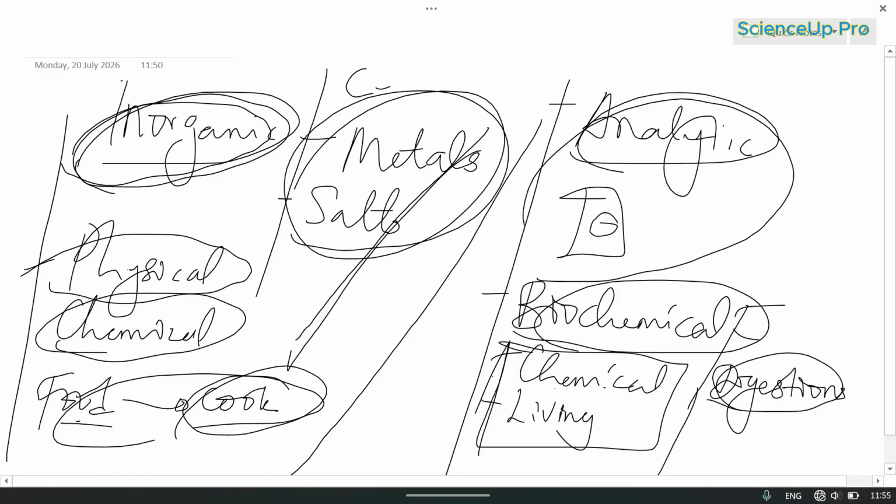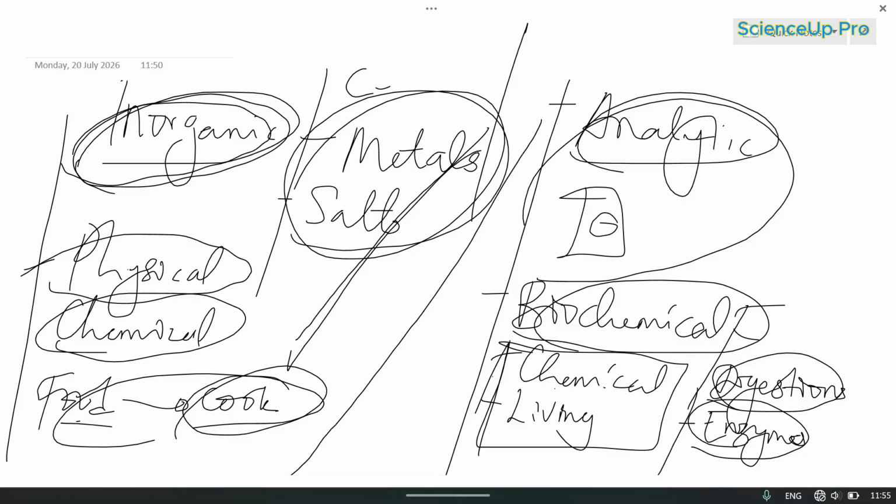There's a chemical process of digestion which has to deal with enzymes. These are the chemical processes of digestion. So chemistry also helps us understand the chemical processes of things like digestion. Everything that happens in living systems, the chemical aspect of it, is being studied in biochemistry.